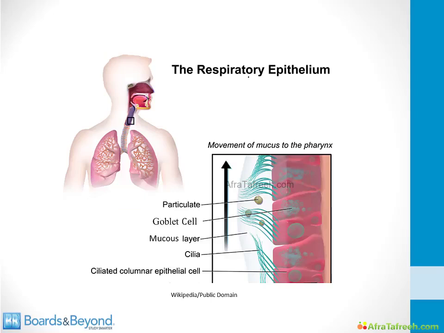So here's an illustration of the respiratory epithelium just to make it clear in your mind. We have some particulate that has been caught up in a layer of mucus. There's a goblet cell that produces the mucus, and then there are ciliated columnar epithelial cells which contain cilia that are beating and moving the mucus up in this direction towards the esophagus.